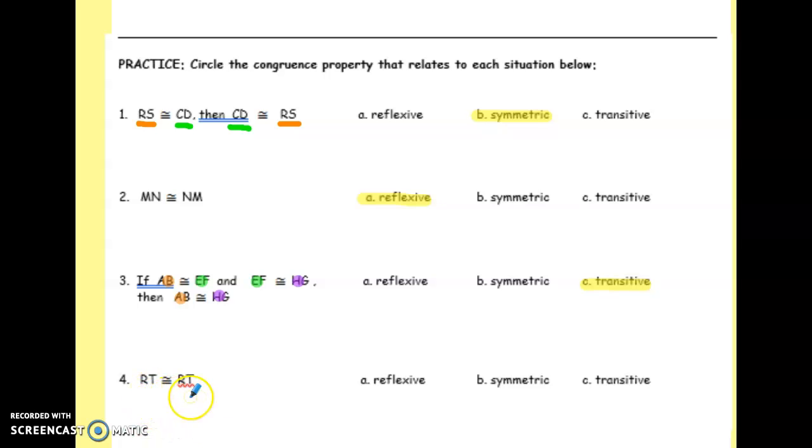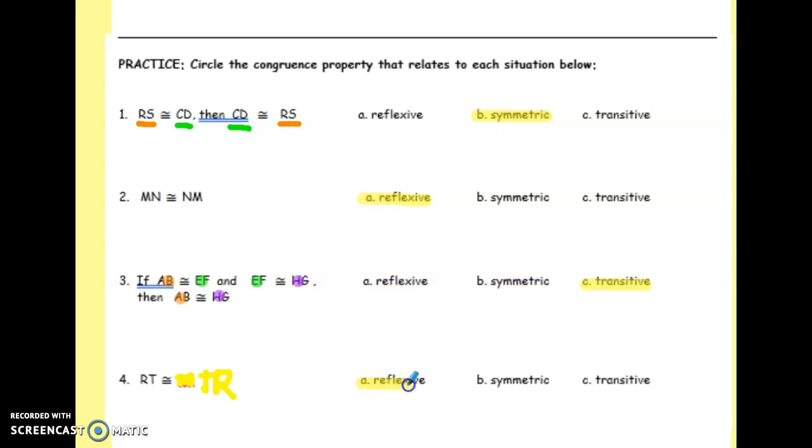Okay, and last but not least, RT is congruent to RT. This is the exact same segment, and the order should be switched. Actually, that's a typo. It should say TR. Sorry about that. So again, this is where I would take the letters and just switch them. So that would be an example of reflexive.